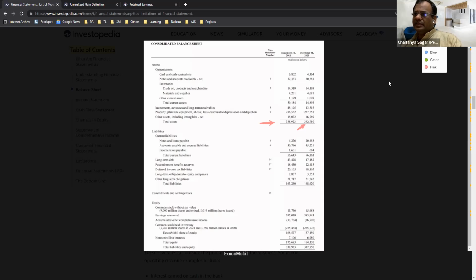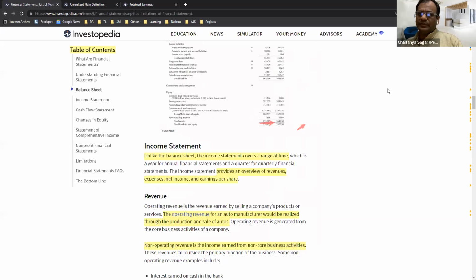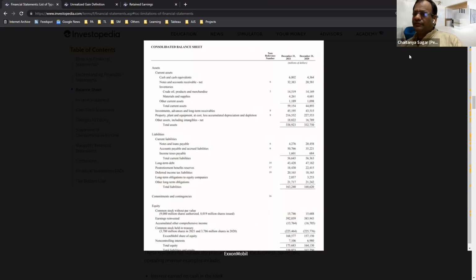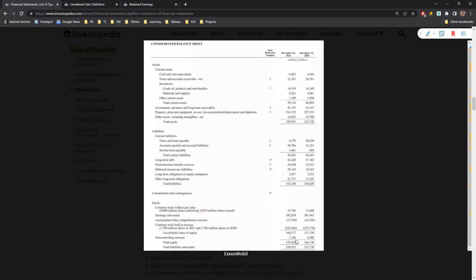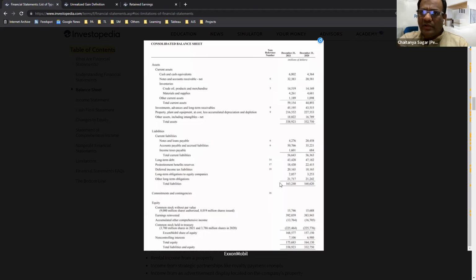Let us see if there is anything else you guys want to add, any inferences, any observations you have. Their liabilities are not more than 50%. It's mostly funded by equity. The assets are 338 and liabilities are 163, so the remaining is equity. Correct. Yes.